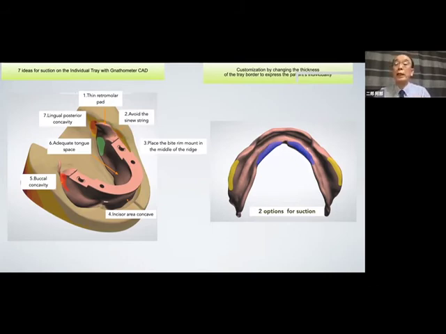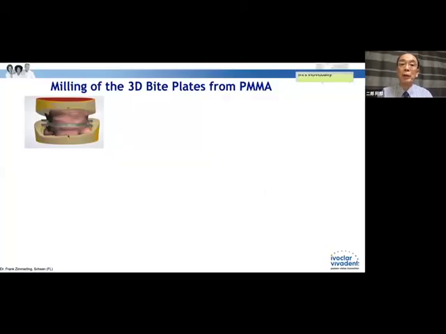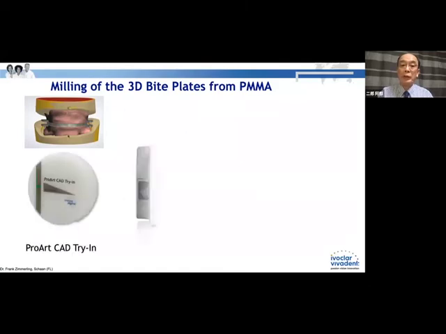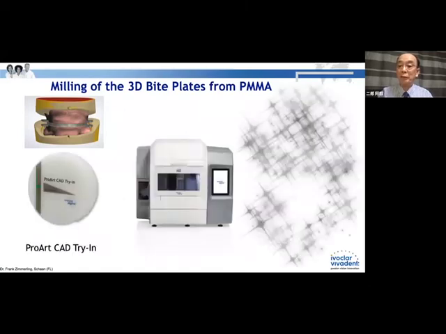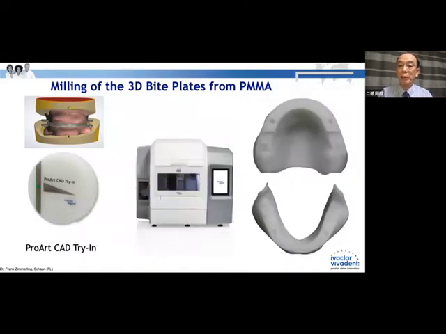And she had a lack of sublingual soft tissue, so more thickness should be given to the sublingual region to increase the sealing area. And the custom trays are milled by PM7.